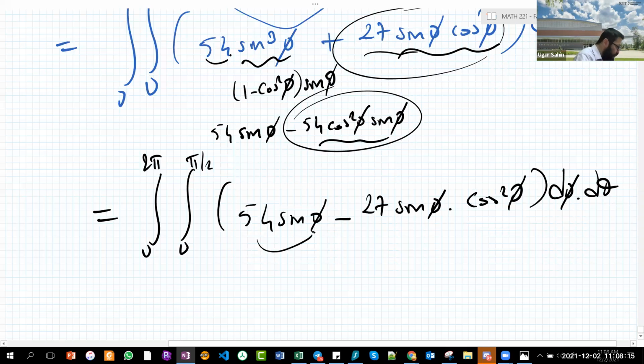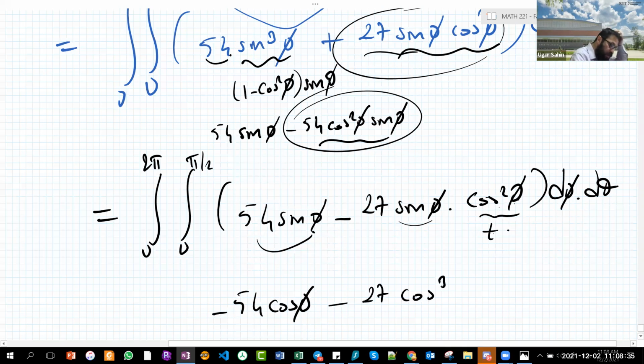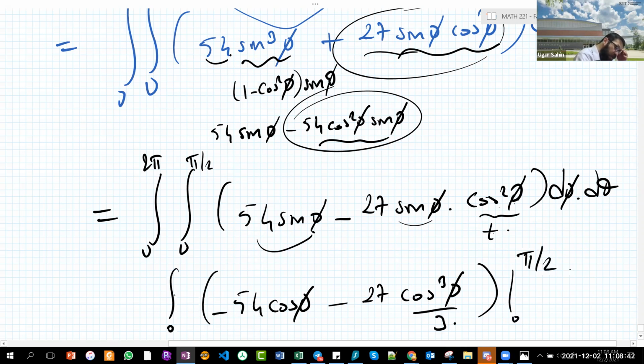This integral is easy. It is equal to negative 54 cosine phi. And you can just go ahead and use the substitution. If you say cosine phi is t, look at that, you have the dt here. You can use the power rule. It is going to be equal to 27 cosine cube phi over 3. Okay, 0 to pi over 2, still 0 to 2 pi, and then d theta.